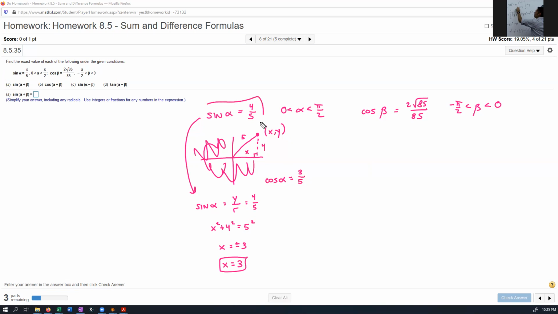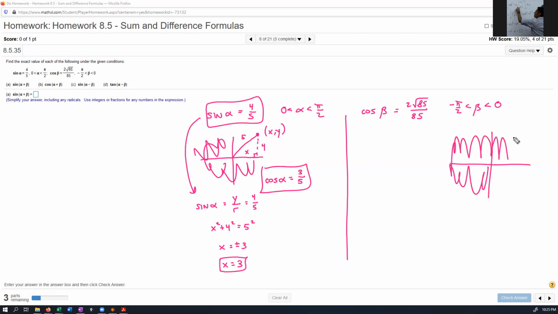So now we know what sine of alpha is. Now we know what cosine of alpha is. Now we go and do the same thing for beta. So for the angle, where are we? Well, beta is between -pi/2, so -pi/2 is down in the fourth quadrant, and then 0. So we're down in the fourth quadrant down here. And we're given cosine of beta. Cosine of beta is your x over your r. And that means your x is 2√85 and your r is 85.